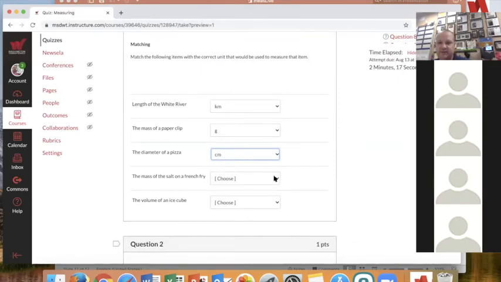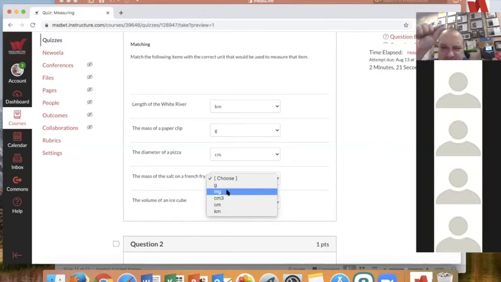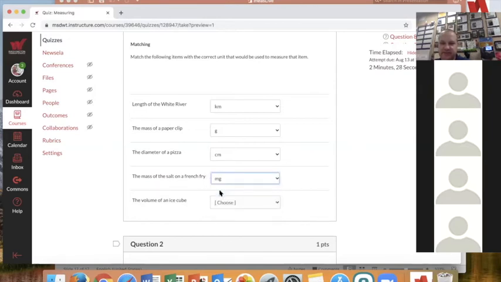Mass of salt on a French fry. Okay, that's going to be really teeny tiny. And mass is measured in grams. So it's either going to be grams or milligrams, but milligrams are very small. And finally, volume of an ice cube. We can measure length and width and height of an ice cube, and that's going to be cubic centimeters.